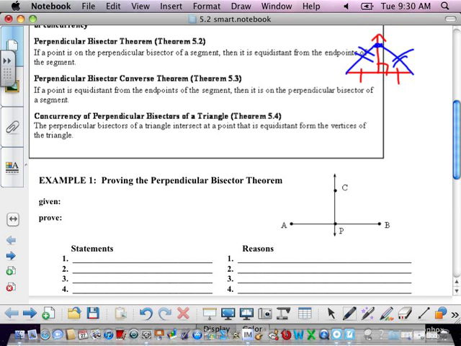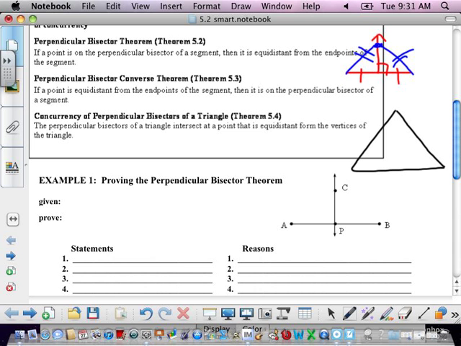Okay, concurrency of perpendicular bisectors of a triangle. This is important. If the point is in the interior of an angle and is equidistant from the two sides, then it lies on the perpendicular of the angle. Oops, I'm sorry, I'm reading the wrong one. The perpendicular bisectors of a triangle intersect at a point that is equidistant from the vertices. So let's talk about what that means. So we've got a triangle.